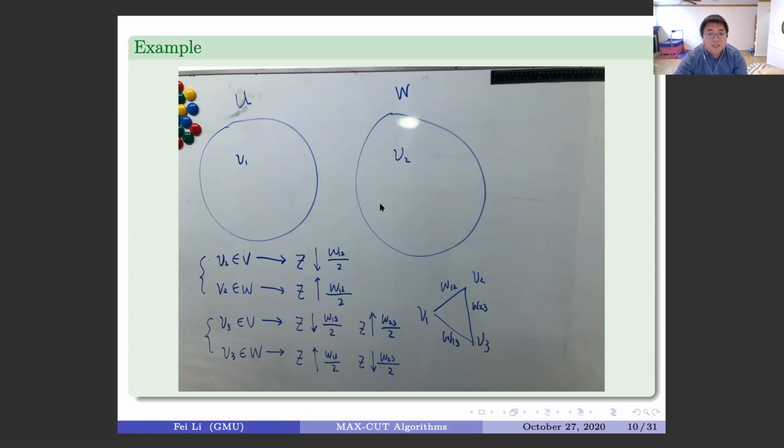So in this way, we de-randomize the randomized algorithm and get an algorithm whose performance is no worse than the randomized one.